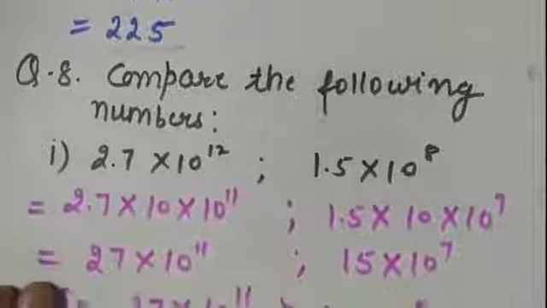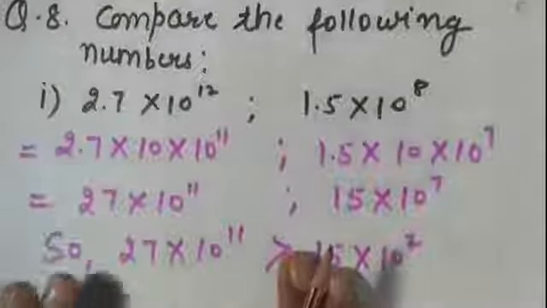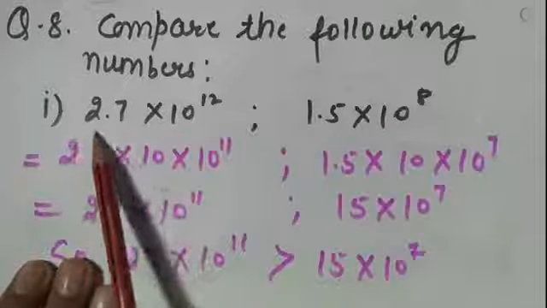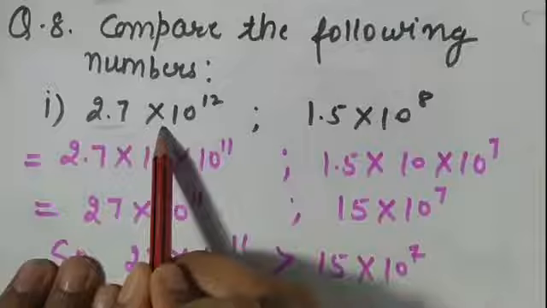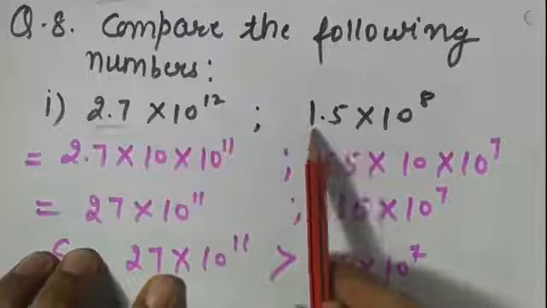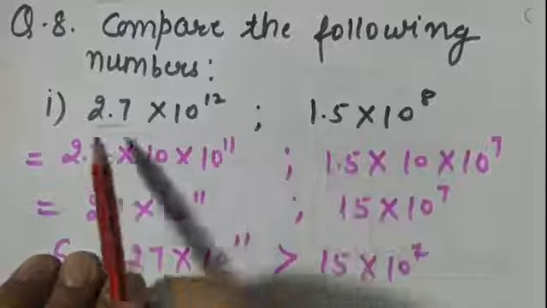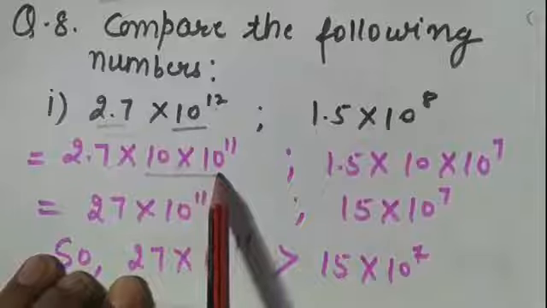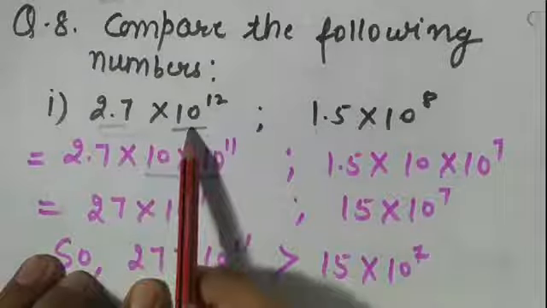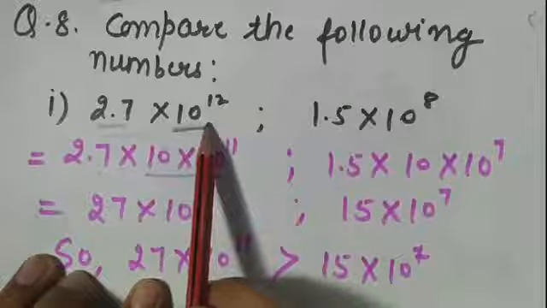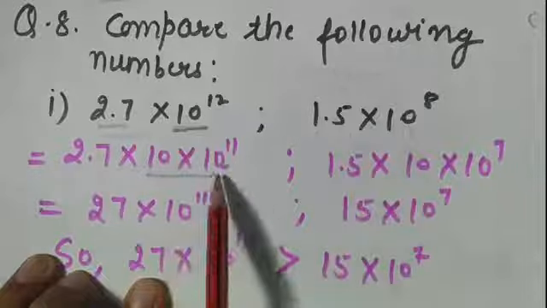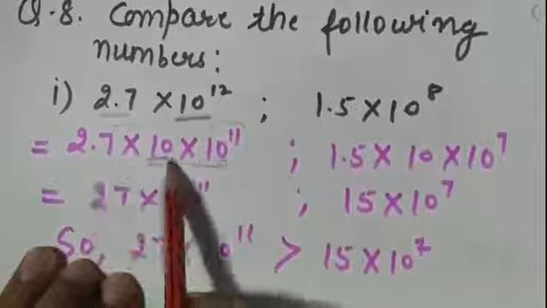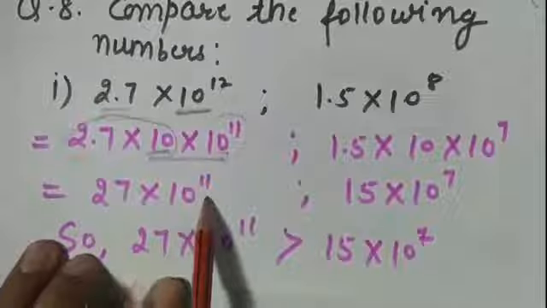Question number 8. This is the last one. Compare the following numbers. Compare means you have to tell which is greater and which is smaller. So we have two numbers. The first number is 2.7 into 10 to the power 12, and the second is 1.5 into 10 to the power 8. First I will remove the point. Now 10 to the power 12 can be written as 10 into 10 to the power 11, because 10 to the power 12 means 10 is being multiplied 12 times, or we can say 11 times and 1 time, so overall 12 times. So it will be 27 into 10 to the power 11.